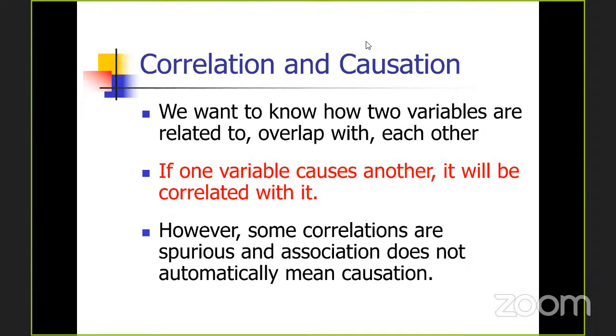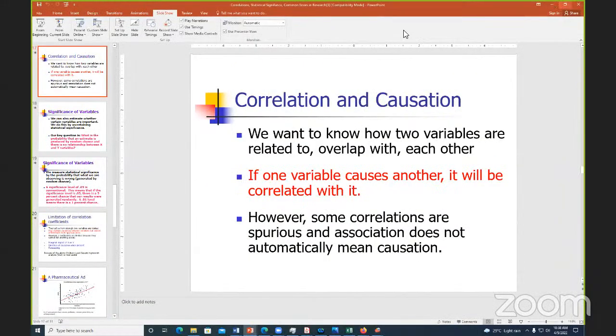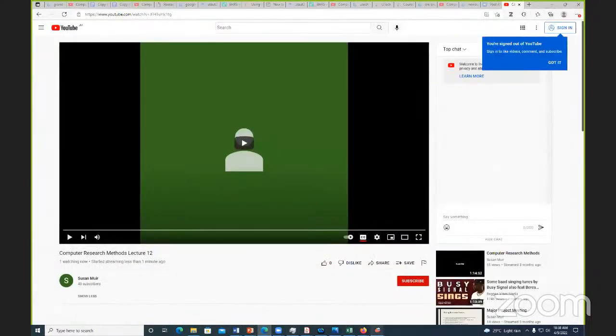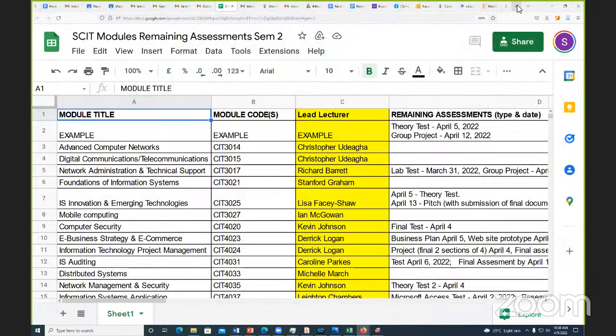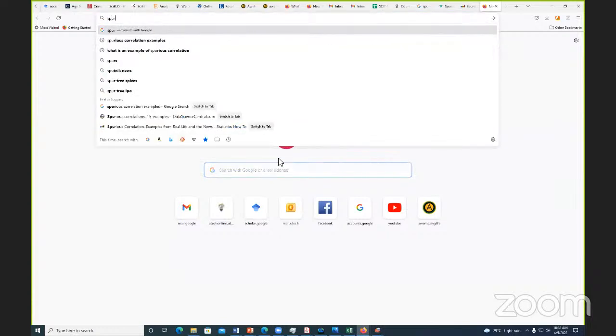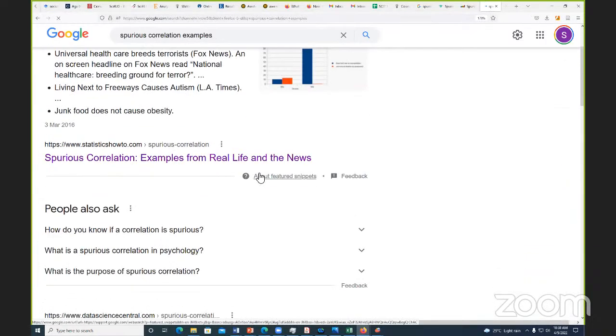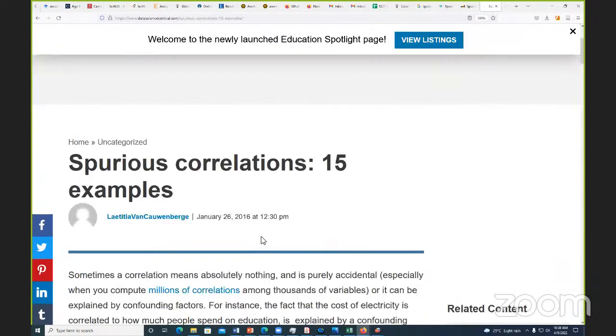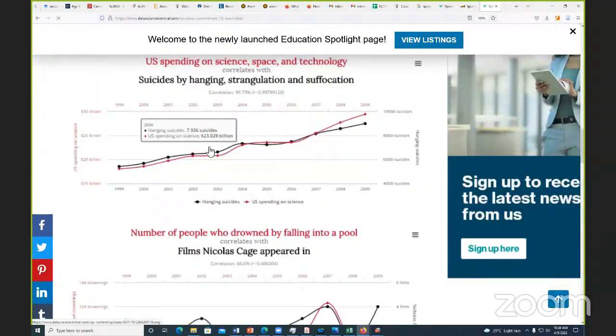So let me just take a second and come out of this and look at some spurious correlations. Okay, so just to show you some real examples.